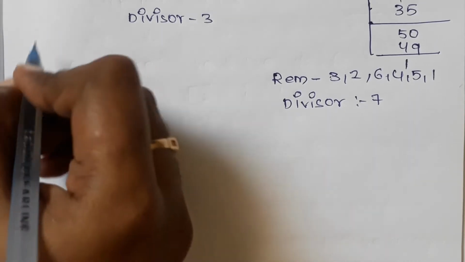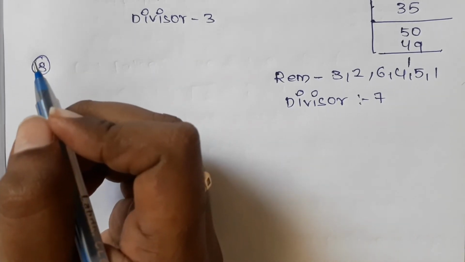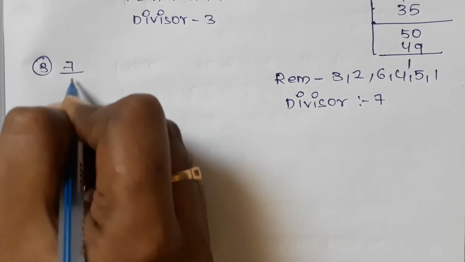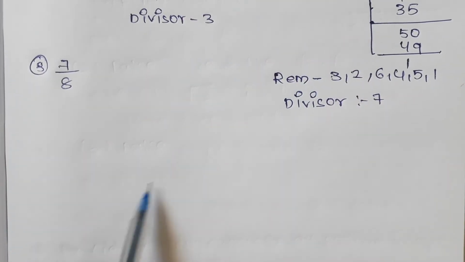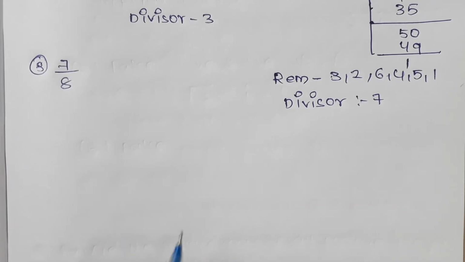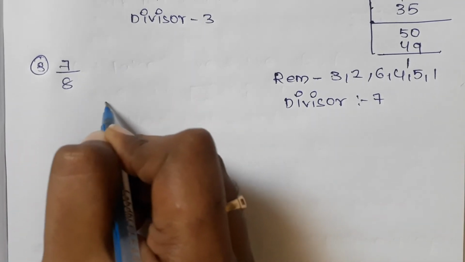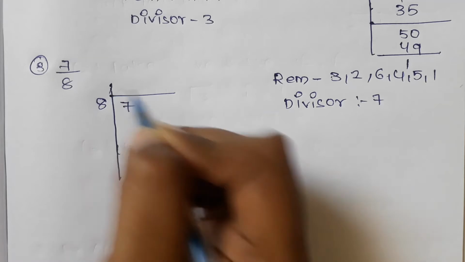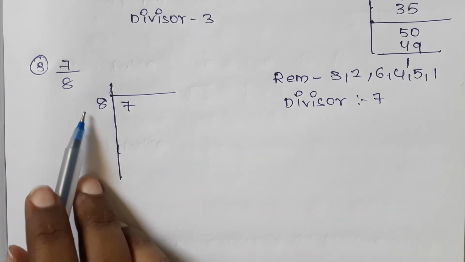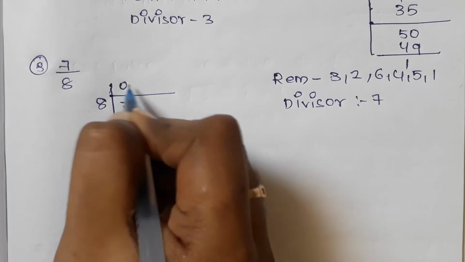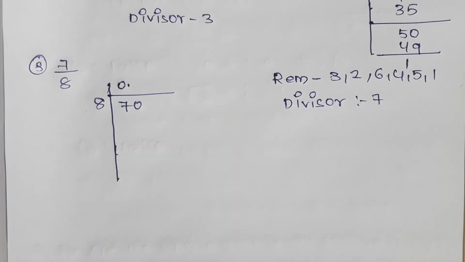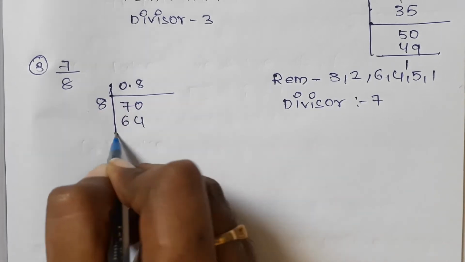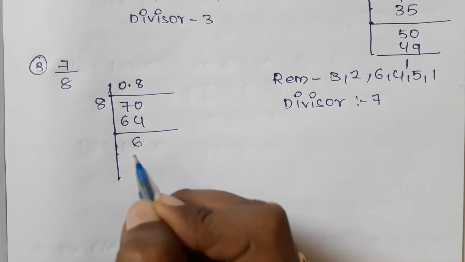And now let us see another rational number's decimal expansion, that is 7 by 8. We have 7 by 8, and we should find the decimal expansion now for this. That is 8 is the divisor and 7 is here. Here 7 is not divisible by 8. So we should keep 0 and point and keep 0 here. And now 8 8s are 64. Here 6 is the remainder.